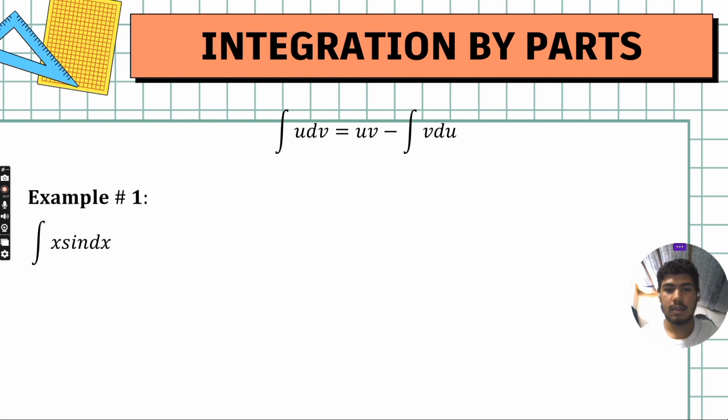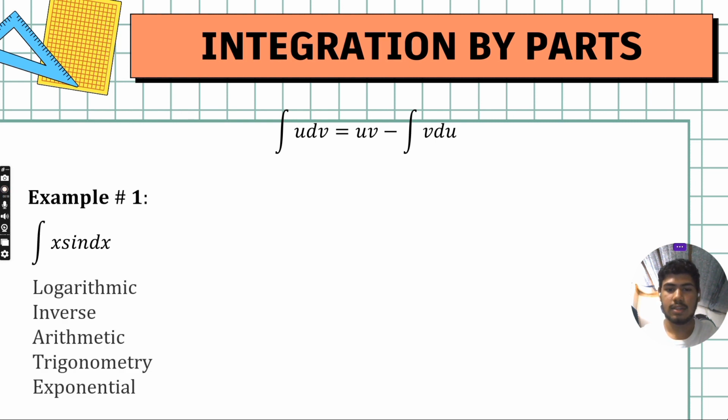Hello, I am Jethro, and now I will teach you the integration by parts. As you can see here, this will be our formula or our guide to solve an equation. Here's example number 1, the integral of x sine x dx. As you can see here, the example has a trigonometric identity. That is why it has a check mark on the trigonometry.